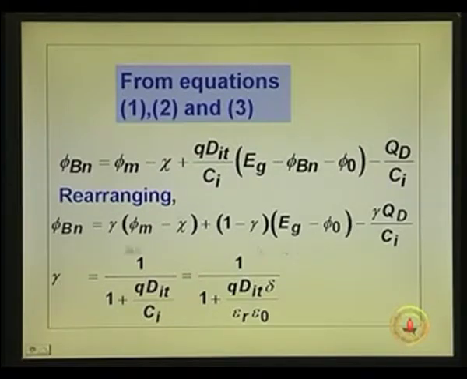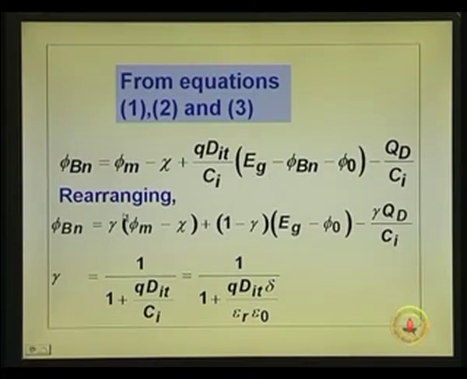Now, gamma is related to the interface state density dit. If dit is 0, that term goes off and you have gamma equal to 1. With gamma equal to 1, this term goes off, and you will have the small term coming up. So, mostly phi Bn will be equal to phi minus chi when gamma equal to 1, that is when dit equal to 0 and also delta equal to 0. Both the terms will go off, ideal, okay? That is the ideal situation.